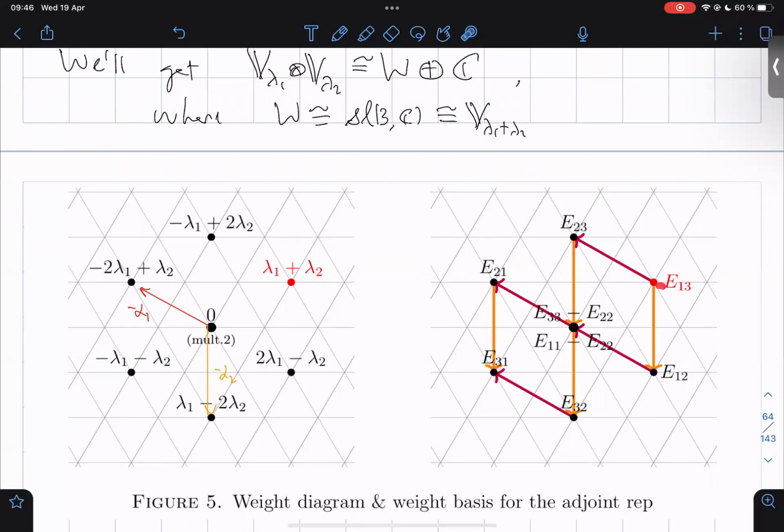Okay, so you start out here, apply the matrix commutator with E21. Then you're going to get over here. Keep doing that. When you do minus alpha 1 and then minus alpha 2, and then in the opposite order, it turns out you get different things. So these processes are not going to commute.